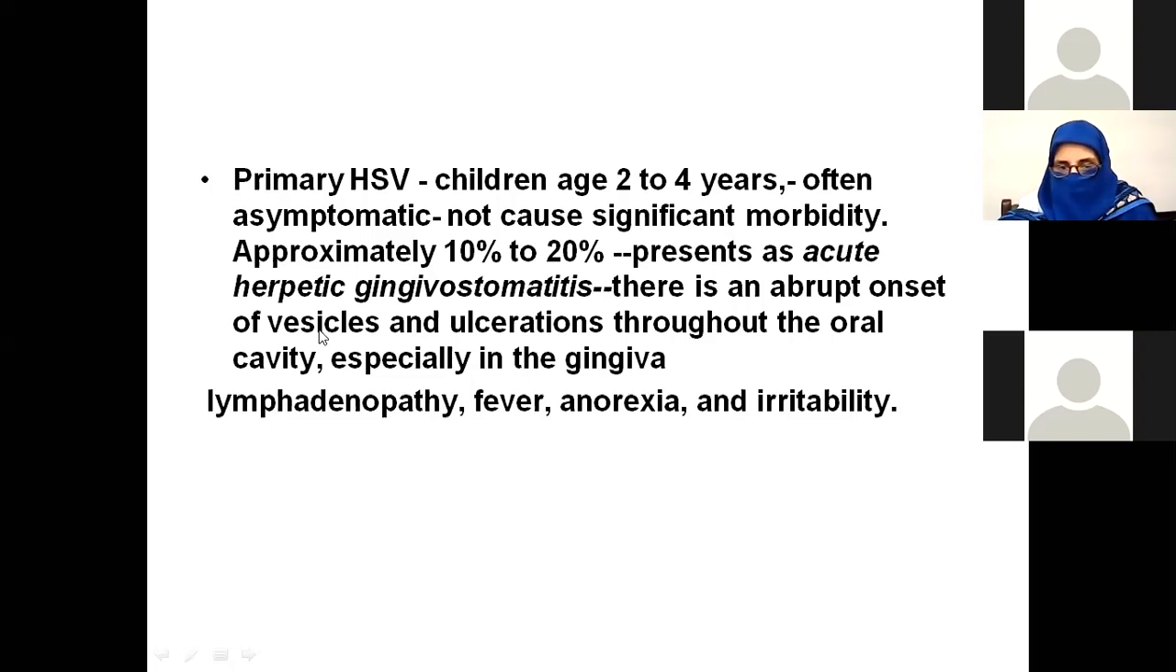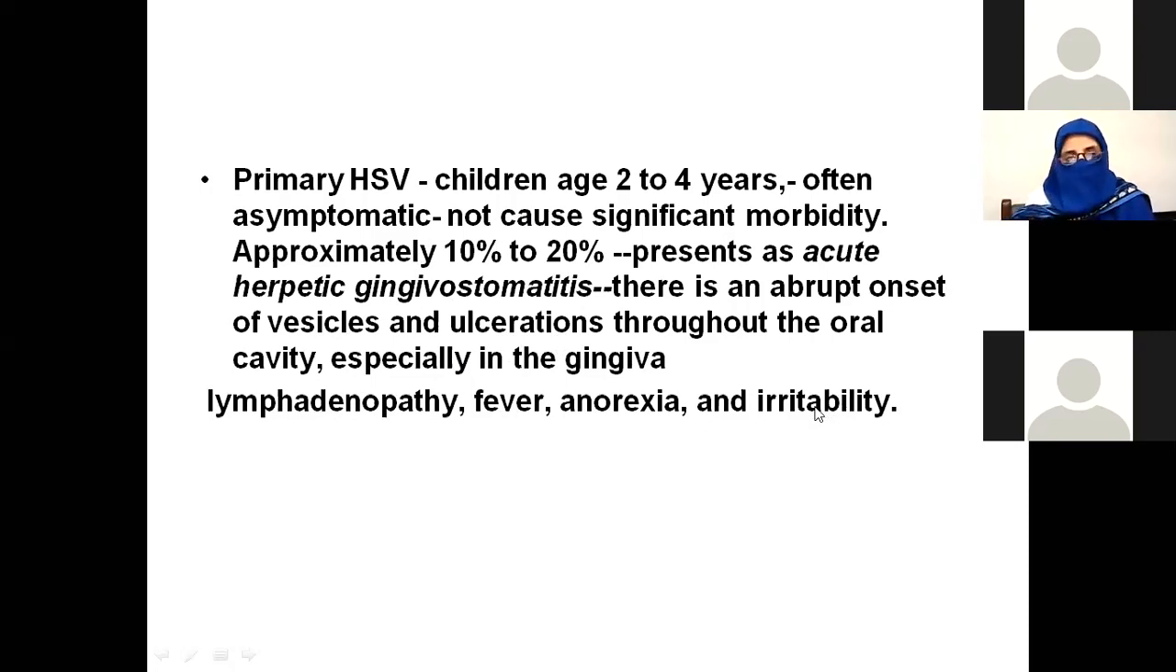तो ये वेसिकल की तरह यानी छाले की तरह प्रेजेंट करते हैं. It's filled with fluid, it keeps on increasing in size. Once it keeps on increasing in size, there is destruction and it will lead to ulceration throughout the oral cavity, especially in gingiva. So in only 10 to 20% of the cases it can cause lymphadenopathy. Lymphadenopathy क्या होती है कि जिसको लेमन कहेगा कि मुझे गिल्टियां बन गई हैं. Lymph nodes have been enlarged, fever, anorexia and irritability.